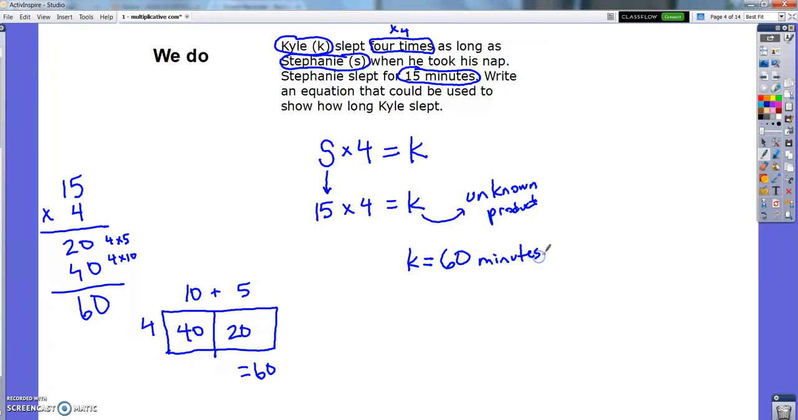Just as important as being able to do the multiplication in a situation like this is being able to set it up as a multiplicative comparison. So make sure you feel good about this one, and make sure you feel good about the I do. If you need to go back and look and listen to either again, that is fine.